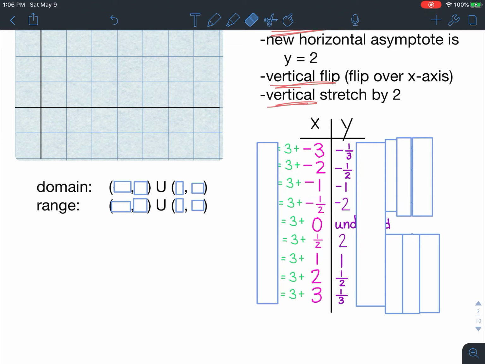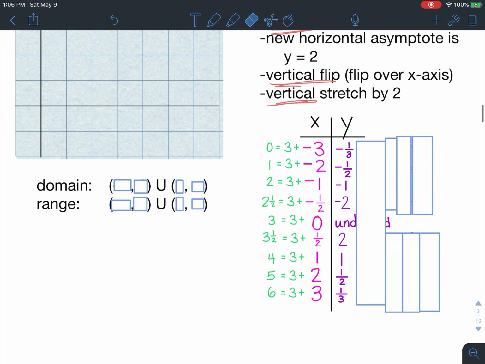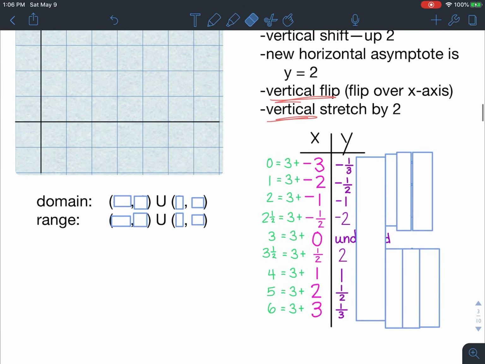So that's what I have here. I've got me adding 3. So -3 plus 3, 0. You can do that arithmetic, even if you have to pause the video and write it down, doesn't matter.